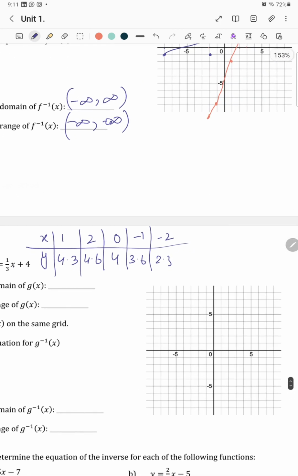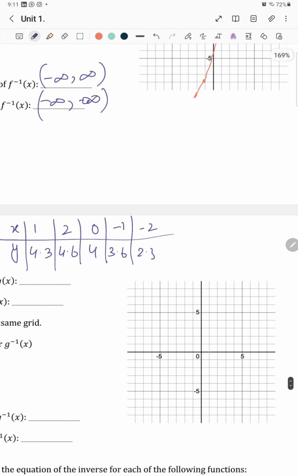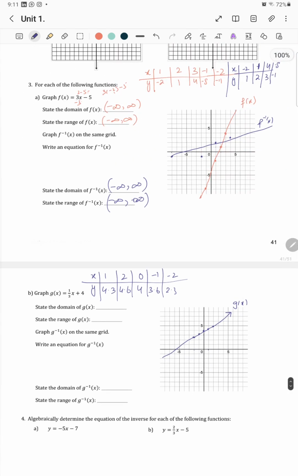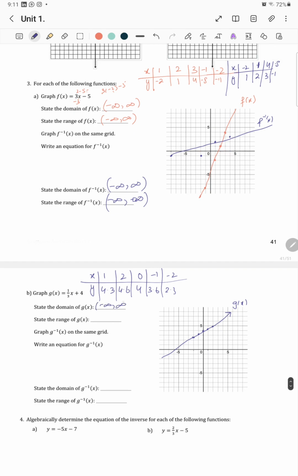Okay, so it's going to be 1, 4.3; 2, 4.6; 0, 4; minus 1, 3.6; minus 2, 2.3. This is the graph of g of x. So the domain would be minus infinity to plus infinity, and the range would be minus infinity to plus infinity.